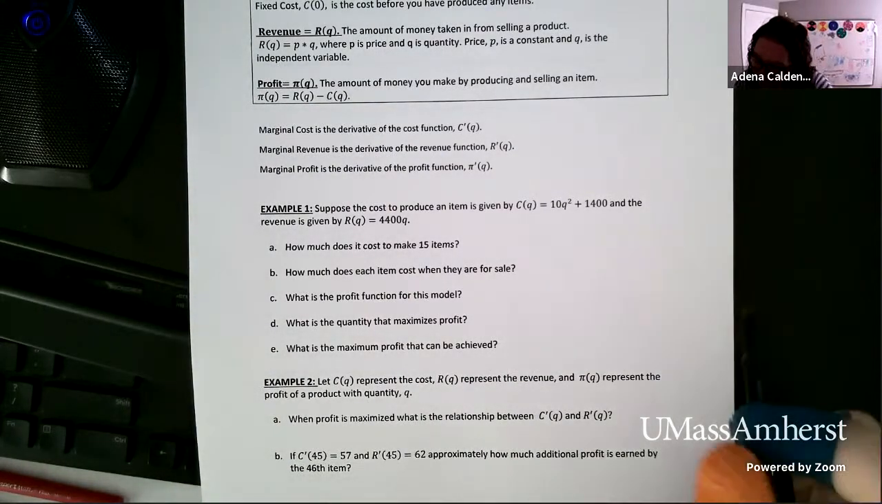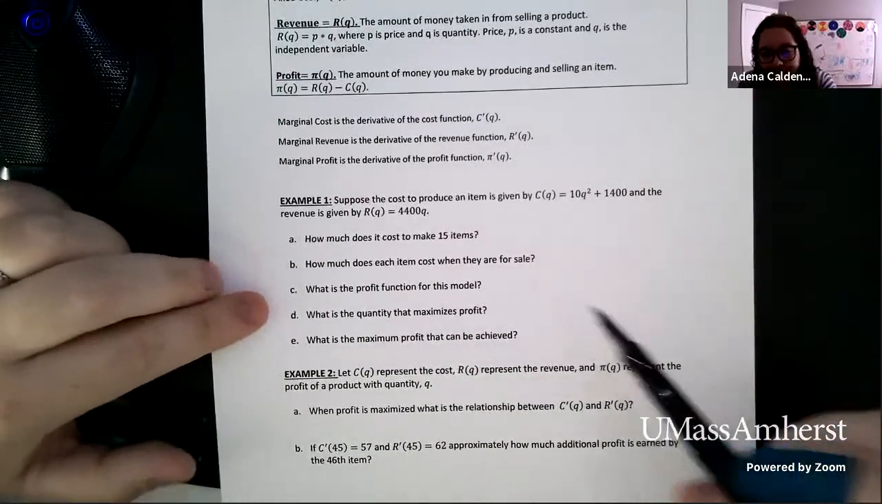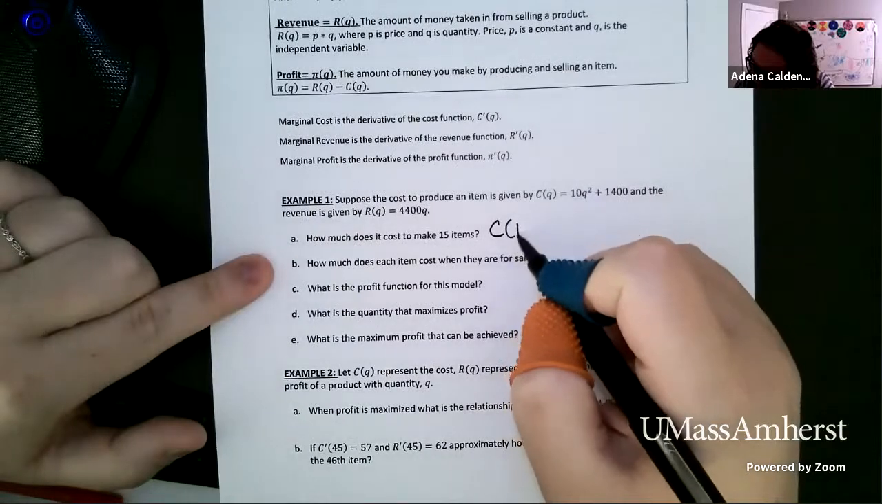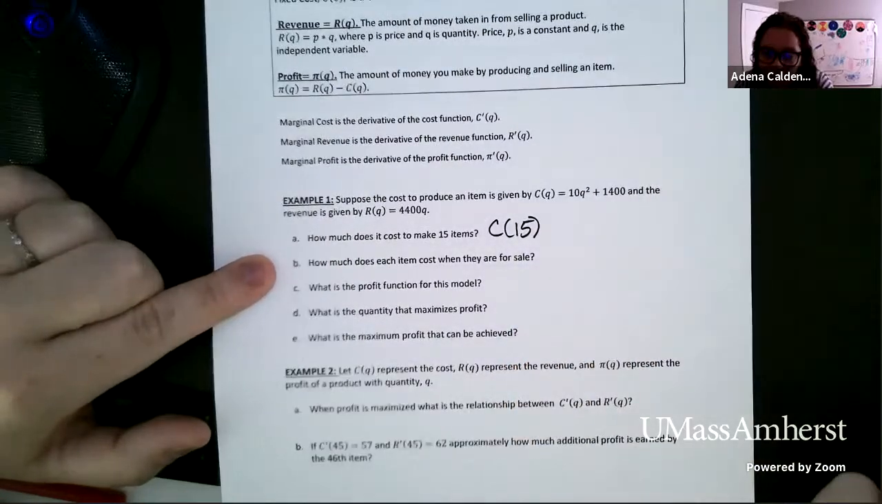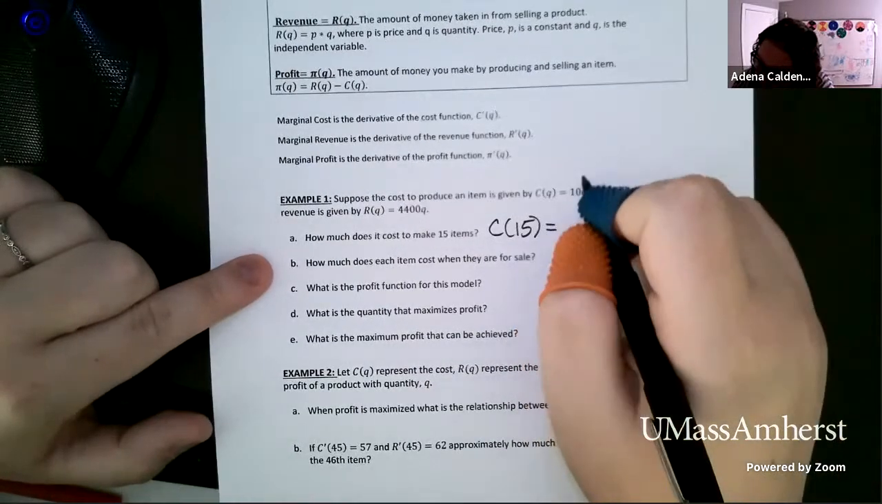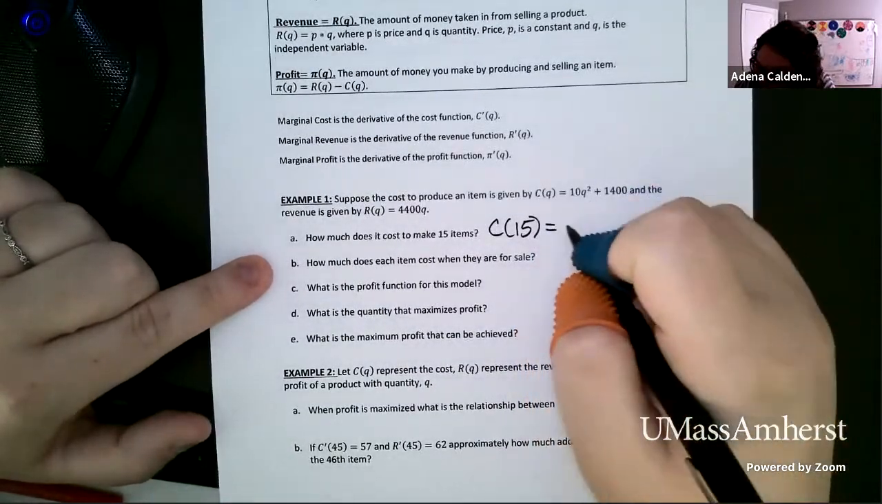All right, so part A, how much does it cost to make 15 items? Here we're talking about just the cost function. We're just trying to figure out how much it's going to cost us to make these 15 items. So we're going to plug a 15 in wherever we see a Q.